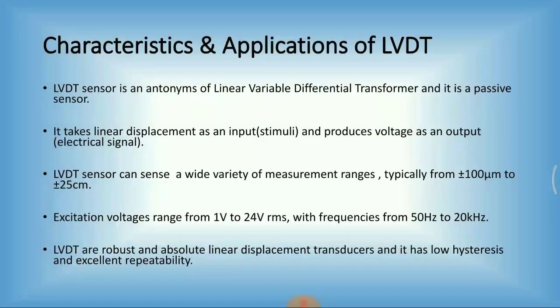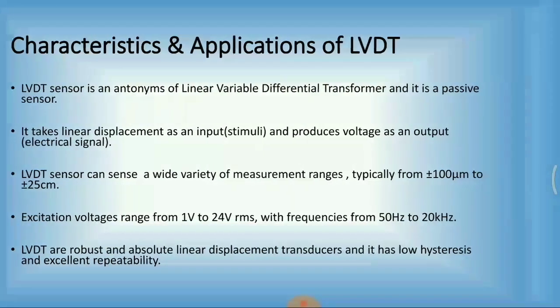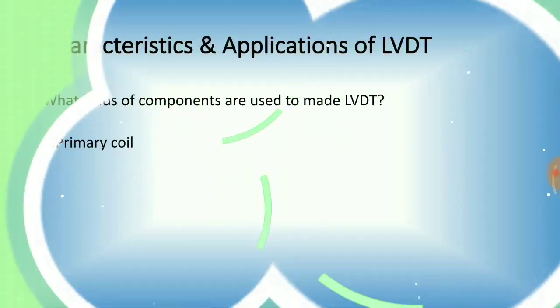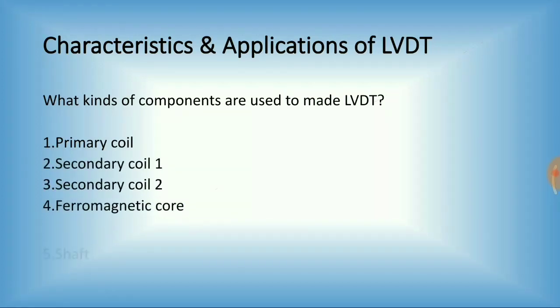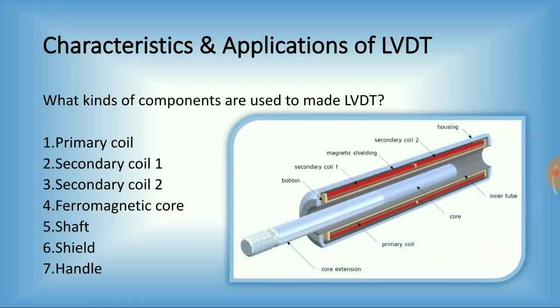LVDTs are robust and absolute linear displacement transducers, and they have low hysteresis and excellent repeatability. So, Myat Thu Kha, what kinds of components are used to make LVDT sensors? The components in LVDTs are the primary coil, two secondary coils, a ferromagnetic core, shaft, shield, and handle. This is the structure of an LVDT sensor.